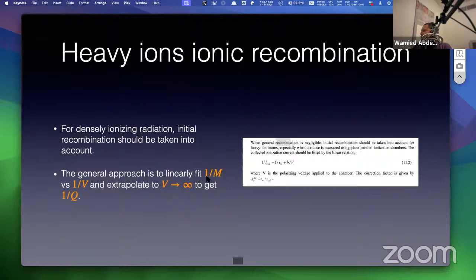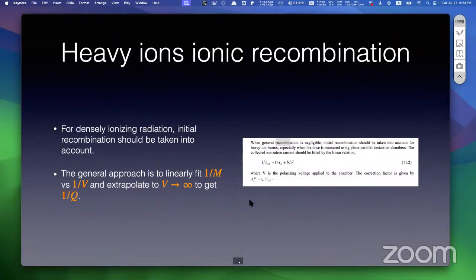So the recommendation is, again, you plot 1 over M versus 1 over V, similar to the pulse beam, and then you extrapolate to V equals minus infinity to get the reciprocal of the charge. This is based on the protocol TRS 398. They don't have a formula like for pulse or continuous. Their recommendation is just plot 1 over M versus 1 over V and extrapolate to V equals infinity.